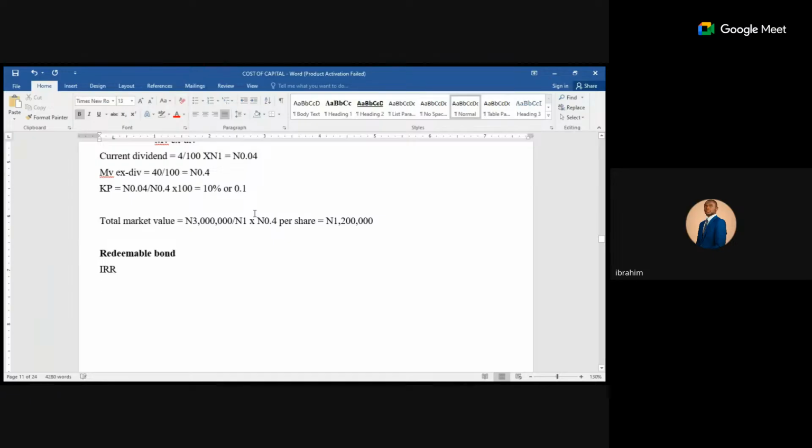So what are the ingredients you need when you want to determine the redeemable bond? What are the ingredients you need? The market value, the market value, ex interest. Market value ex interest.